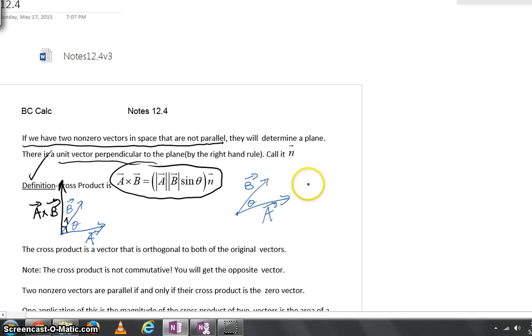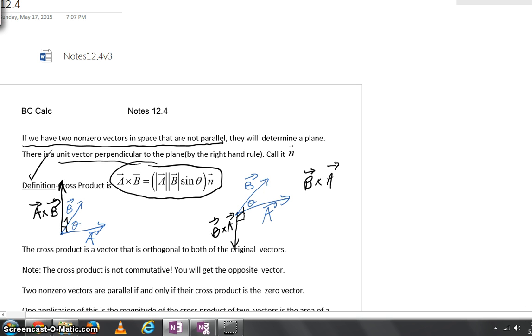By way of comparison, if we were to change the order, B cross A, well, that's where we'd have to start with our right hand on B and curl our fingers towards A. We'd have to put our hand upside down to do that. We talked about that in class. This would be vector B cross A. You can see that we'd be going in an opposite direction of A cross B, and we would have vector B cross A perpendicular to both.